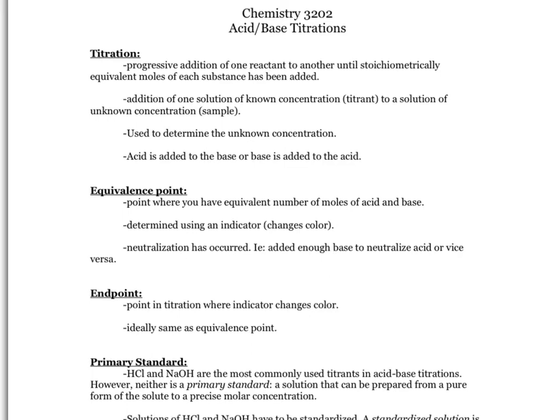A titration is the progressive addition of one reactant to another until stoichiometrically equivalent moles of each substance have been added. Please note that this is stoichiometrically equivalent moles of each substance, not volume, concentration, or mass. It is the addition of one solution of known concentration, that is the titrant, to a solution of unknown concentration, which is called the sample.